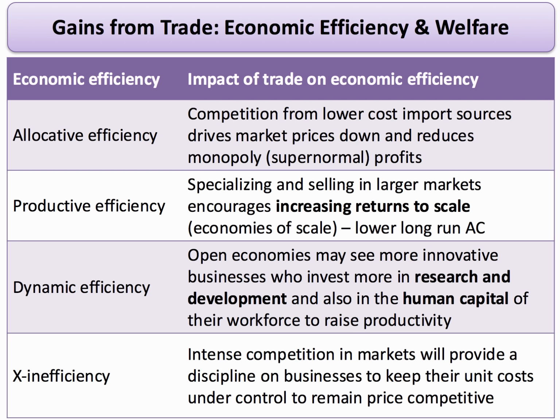X-inefficiency happens when there's a lack of competition in markets, and this causes costs to drift higher. For example, there may be some managerial slack and an increase in fixed costs such as expense accounts. Well, in very intensively competitive trade markets, that competition provides a discipline on businesses to control their unit costs in order to remain price competitive. So overall, there are good reasons for thinking that high rates of trade competition between countries should help to improve economic efficiency.